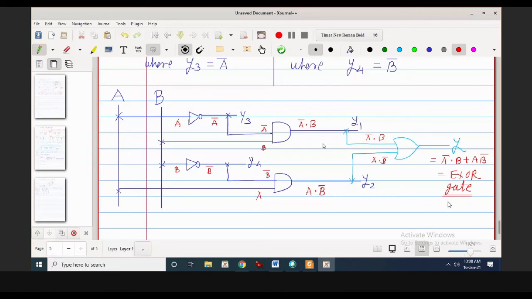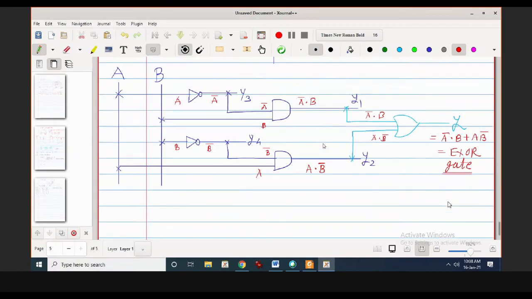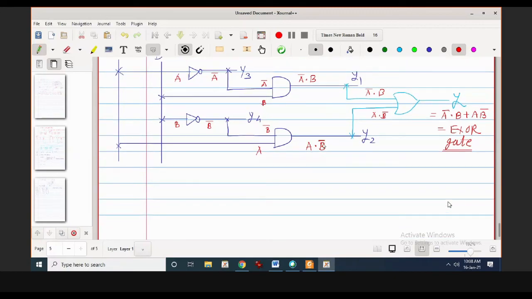So now simply also here, why is the cost important? You can see here that to implement this particular circuit, my requirement is: I require one OR gate, two AND gates, two NOT gates, and their proper combination, right?